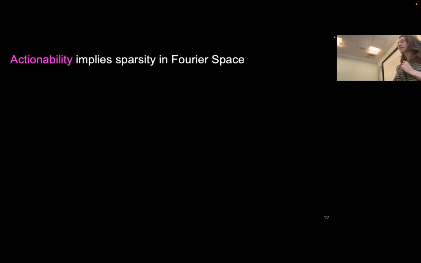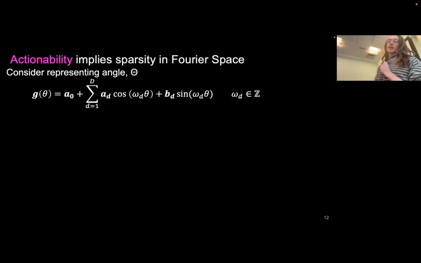It turns out that actionability, having these matrices, implies sparsity in Fourier space. So if we just go to the 1D example again and consider representing an angle theta, then sparsity in Fourier space looks like this. We'll give some intuition in a moment. But what this is saying is that your neural code is made up of some vectors, A0, AD, and BD, multiplied by sines and cosines. So this looks just like a Fourier decomposition of the function, but there's only a very limited number of frequencies in there. Capital D is smaller than half the number of neurons. So every neuron you add only gets you an extra half a frequency, whereas normally your Fourier decomposition has infinitely many terms. So it's actually a very constrained formulation of it.